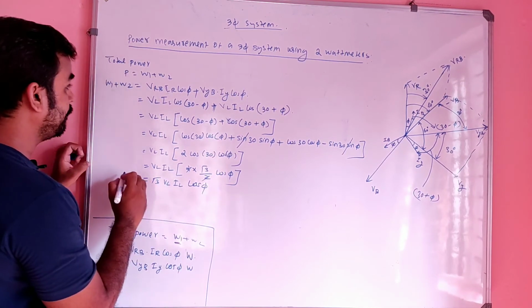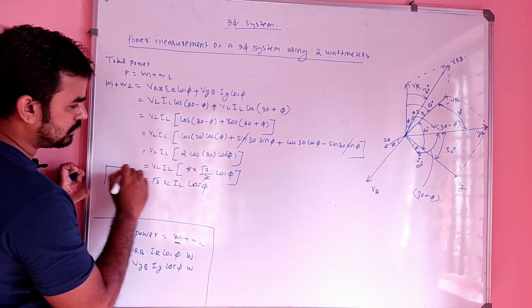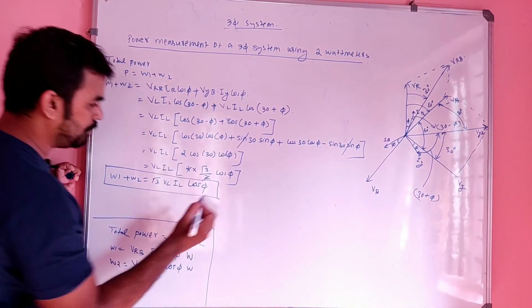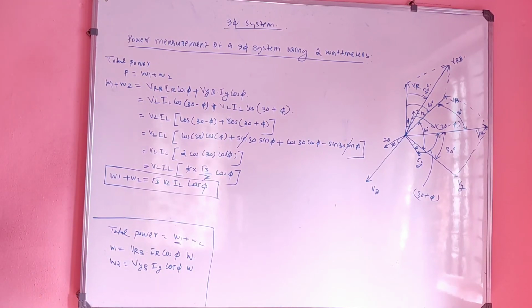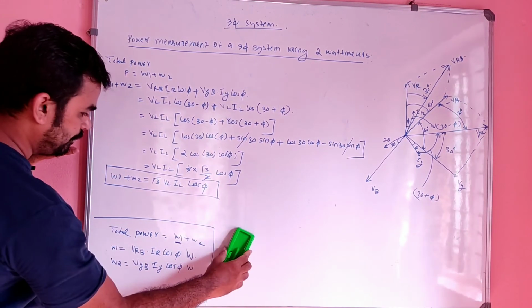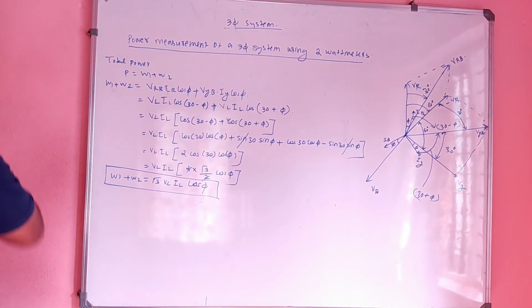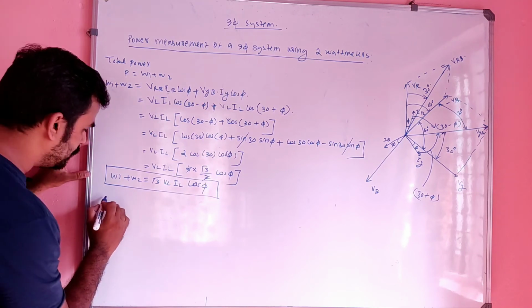cos 5. That is nothing but W1 plus W2. Is it clear? What's the time now? Time now, okay. Time is there. So it will be root 3 into VLIL cos phi. Clear? Then similarly, what will be W1 minus W2?